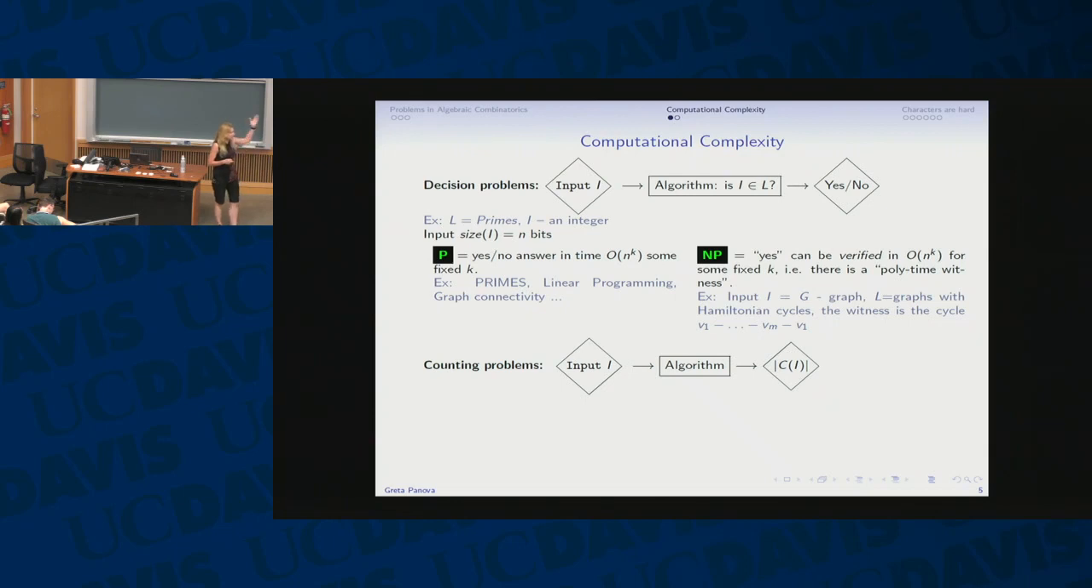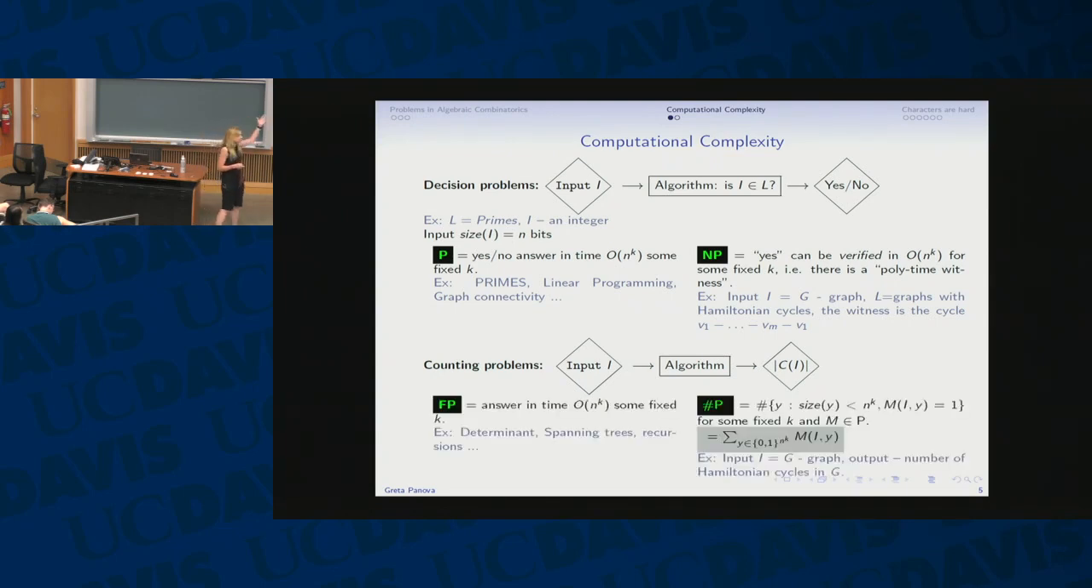Then there are the counting problems where, again, we have some input and algorithm. We want to know the number of these objects. And so here are the two main classes: FP, which is the analog of P, where the answer shows up in polynomial time. And sharp P, which is the counting analog of NP. It's a positive sum over exponentially many objects. This is what this means here: 0,1 sequences with polynomially many entries of something like an indicator function, which is 1 or 0, and we compute this function in polynomial time. So in the graph, you can go over all possible permutations of the vertices and check each one of them. And then counting the Hamiltonian cycles is going to be in sharp P.